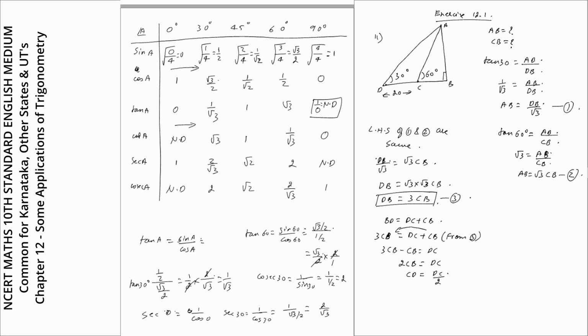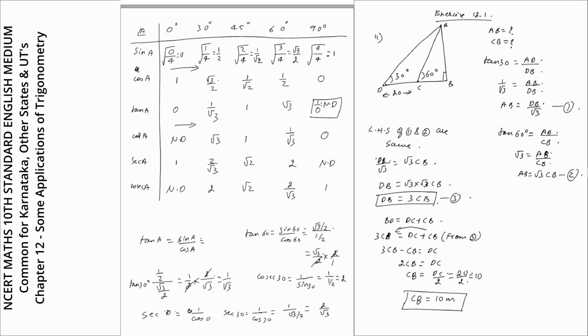What is DC? DC we already know, it's given in the data, that is 20. 20 by 2 is equal to 10. So CB is equal to 10 meters. So CB is nothing but the width of the bank.